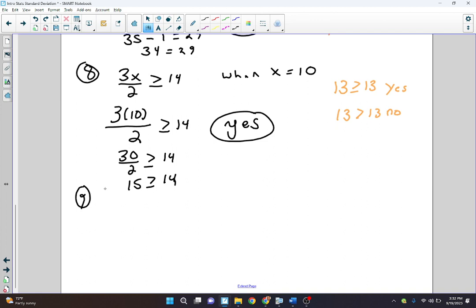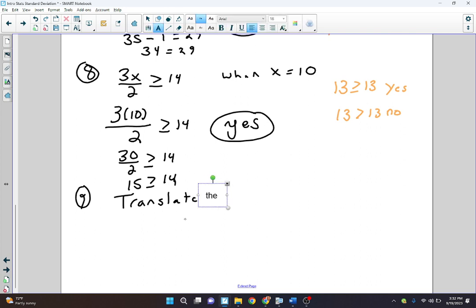Let's go to the next one. This one will say translate the verbal phrase into an expression. Okay, once again, it's going to say translate the verbal phrase into an expression, okay?